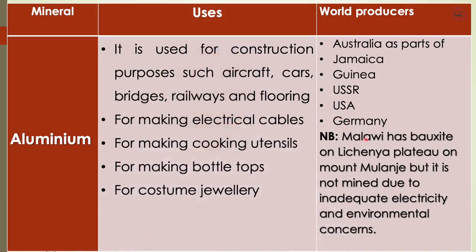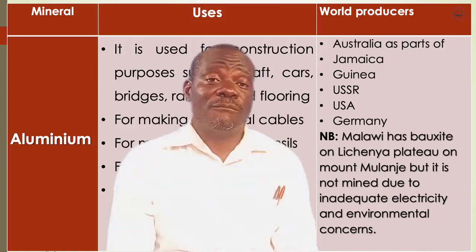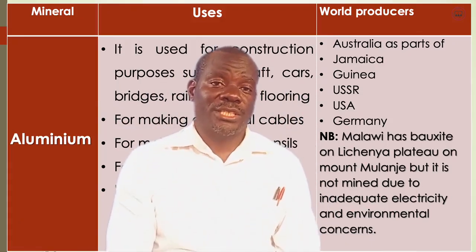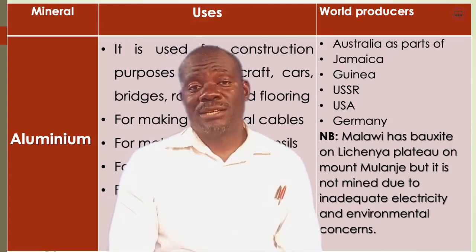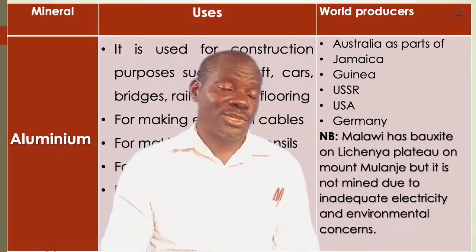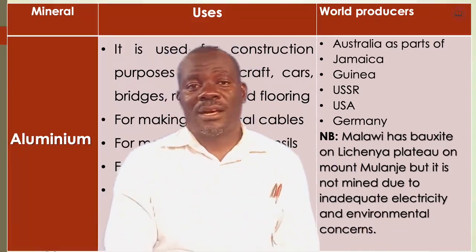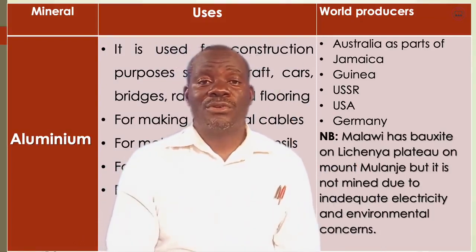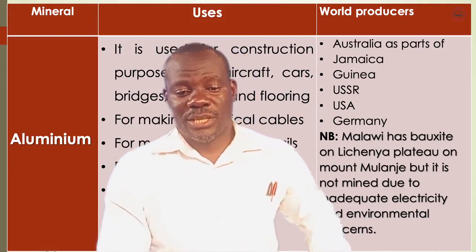But Malawi has bauxite on the Chenya Plateau on Mount Mwanje, but it is not mined due to inadequate electricity and environmental concern. So in Malawi, you have bauxite as a mineral there at Mwanje Mountain, but it is not mined simply because of environmental concern, and also it needs much electricity. Electricity does not reach as far up the Mwanje Mountain. Because of that, we are unable to mine bauxite on the Mwanje Mountain.